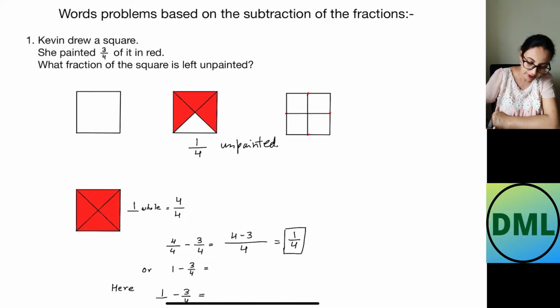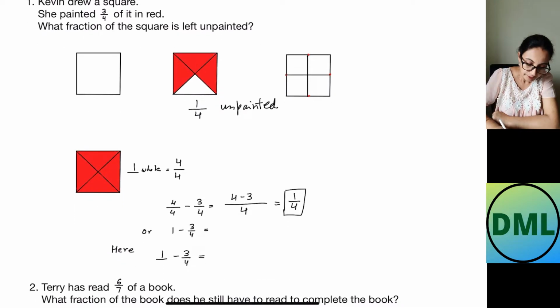We can understand this with a different method also. This is considered as one whole. From the one whole you have to subtract the painted part, which is 3 by 4. I need to equate the denominators. Below 1, what is there? Below 1 is 1 only. Here the denominator is 1 and here the denominator is 4. I have to equate the denominators.